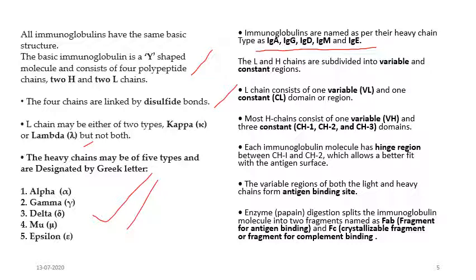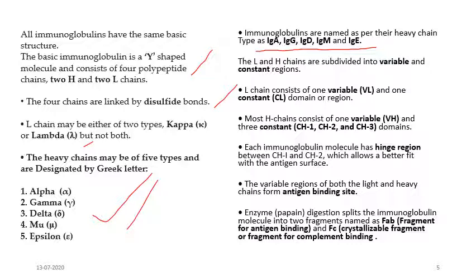What is the reason for the names variable and constant region? The amino acid sequence of the variable region varies among various immunoglobulins, while the amino acid sequence of the constant region is constant across different immunoglobulins. That is why the names variable region and constant region are given.